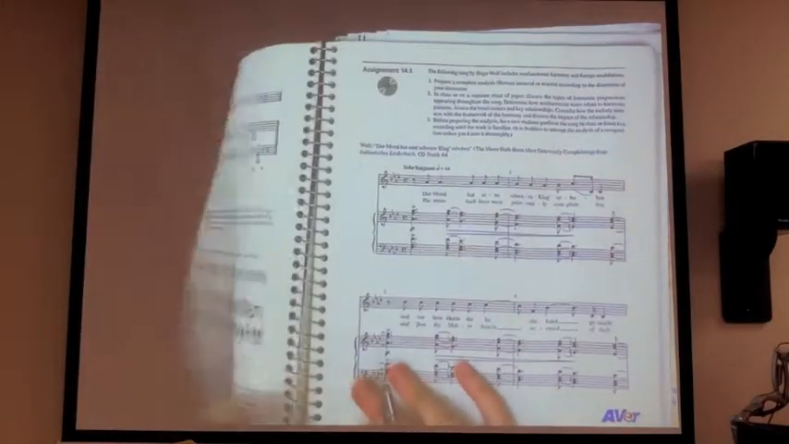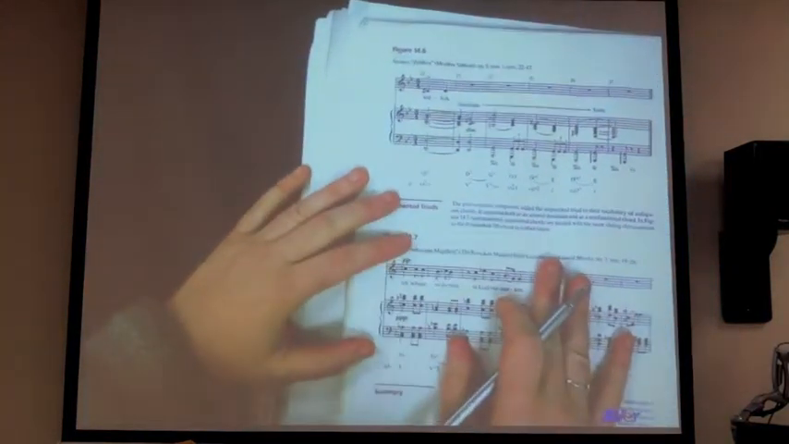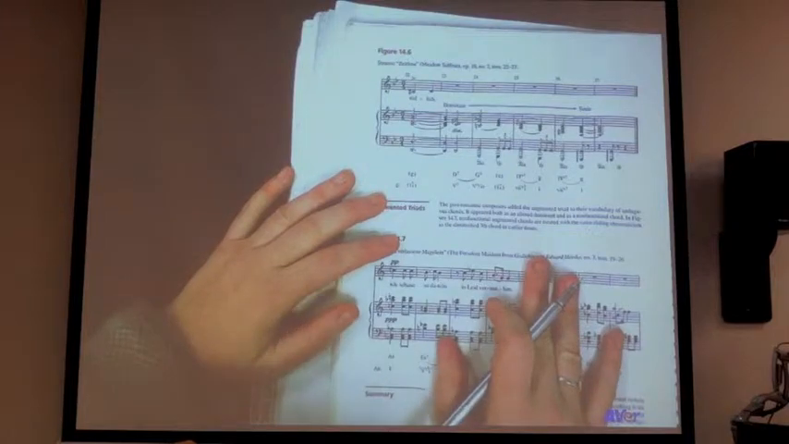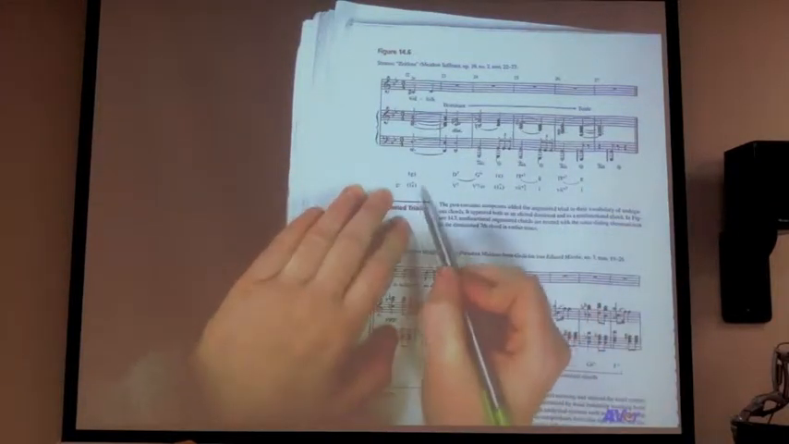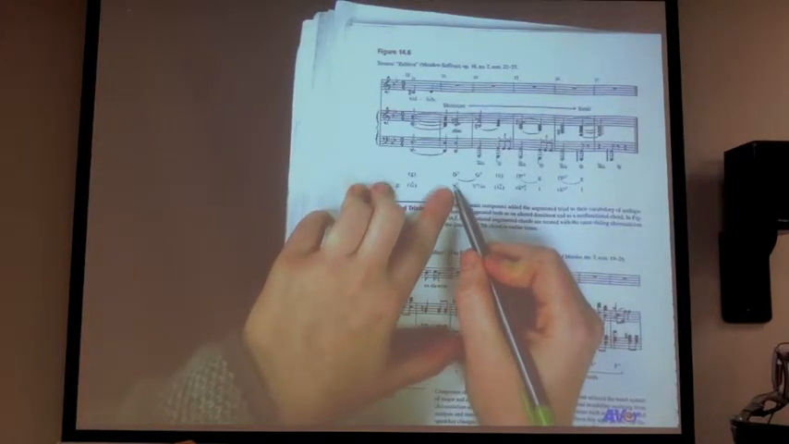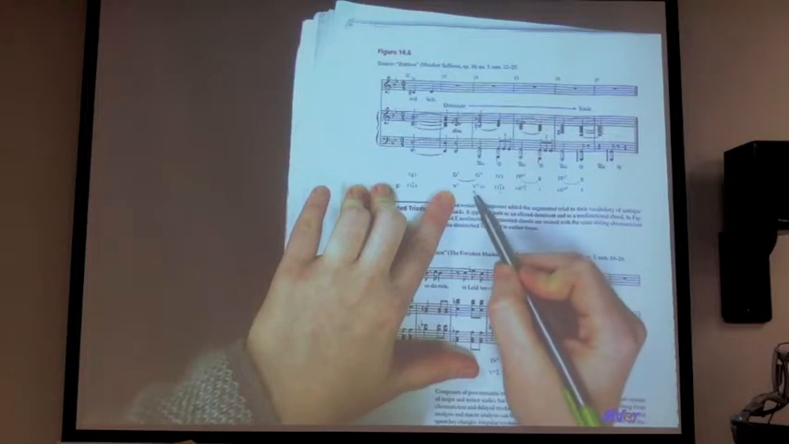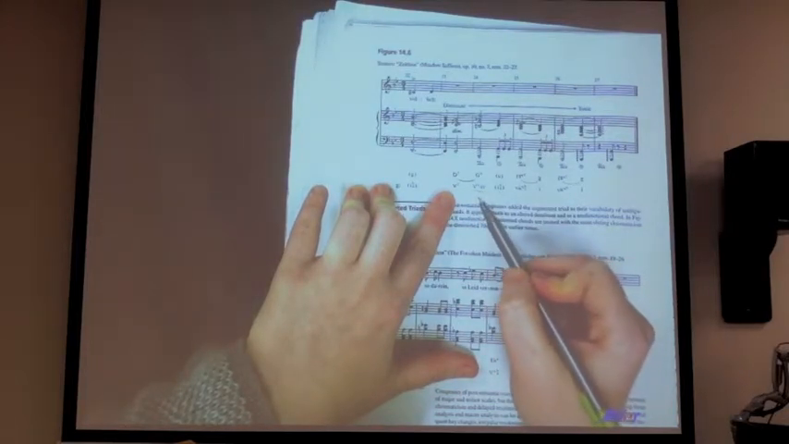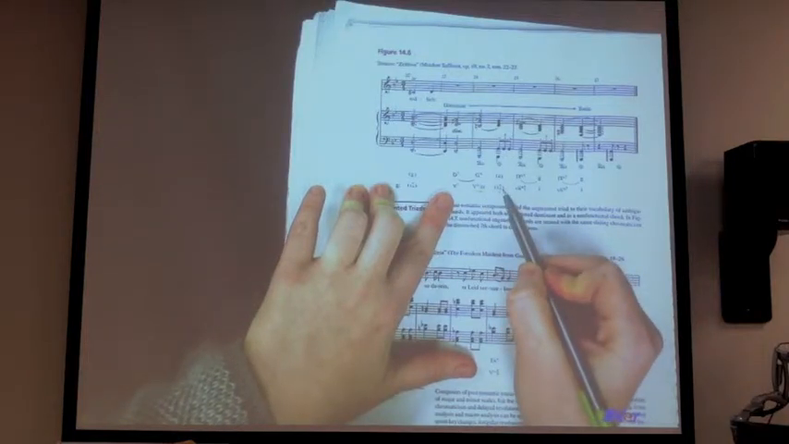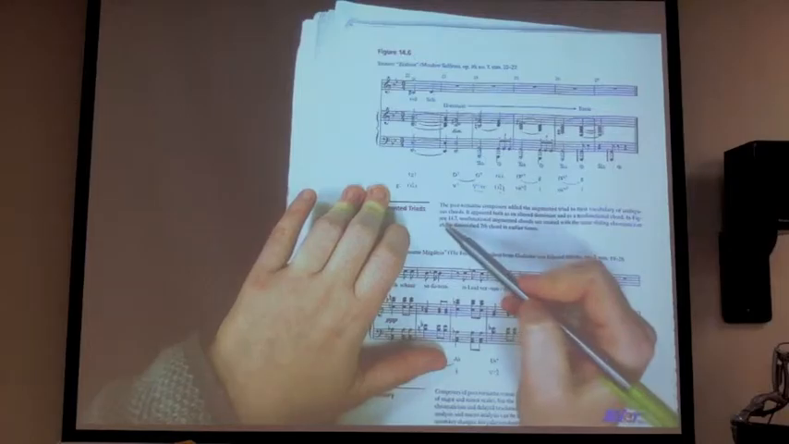So you can see in the Strauss Meadow Saffron. He starts with a nice 1/6/4 chord, goes to 5/7, and then instead of resolving on 1/6/4, he stops and he adds in this 5/9/4, and then makes his way to the 1/6/4. So this is what a blurred resolution is.